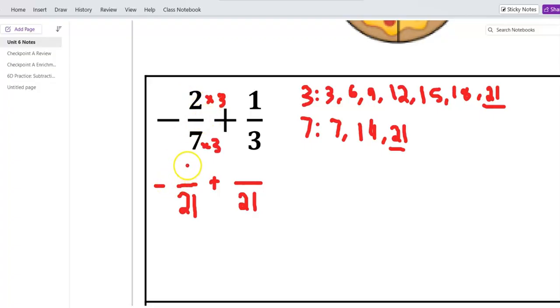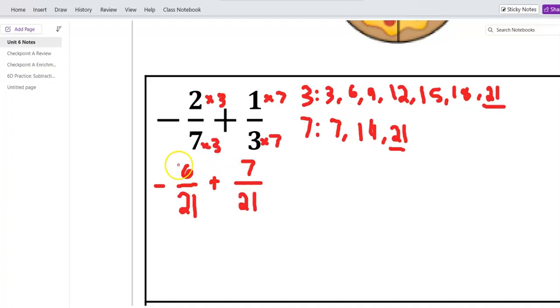So 2 times 3 is 6. So this is our new fraction. They are equivalent to each other. They just look a little different. And we have to multiply the 3 by 7 because it was the 7th factor. And we would also have to multiply the top by 7. So 1 times 7 is 7.